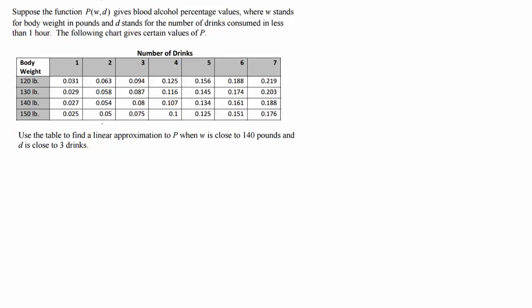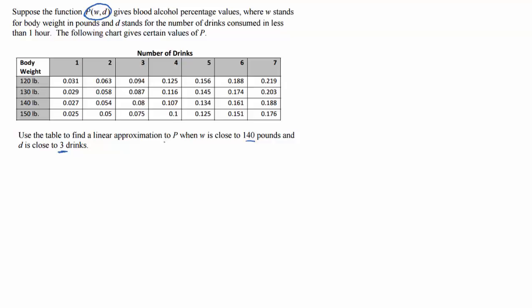Okay, let's find a linear approximation to the function P of W, D near the point when W is equal to 140 and D is equal to 3. Basically what this chart gives you is the blood alcohol percentage given a weight, W, and a number of drinks consumed, 3, as long as the drinking is done under 1 hour.